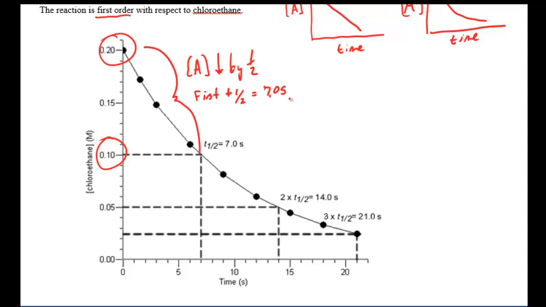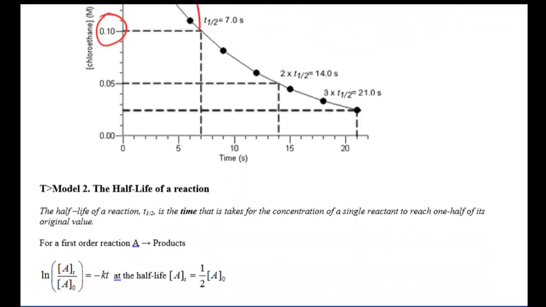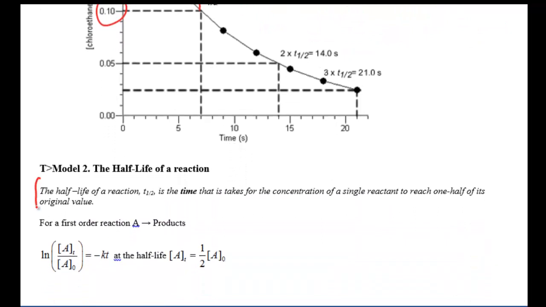Now, just in case you're wondering about this definition of half-life, if we scroll down a little bit, you'll see the definition written right here. The half-life for a reaction is the time. So note, it's actually a time. It's not a change in concentration, but rather we'll have the units of minutes and seconds and hours. It's the time it takes for the concentration of a single reactant to reach 1/2 of its original value. So that in itself is fairly straightforward.